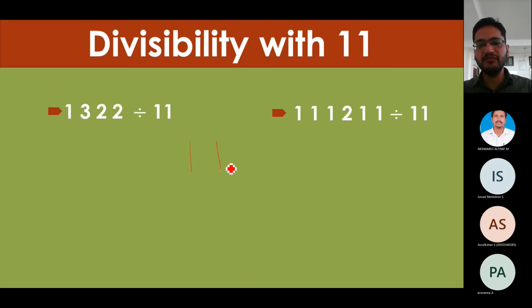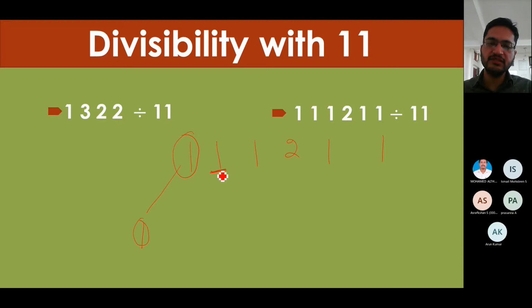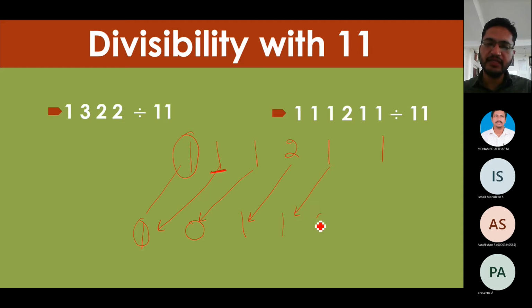One more example. 1, 1, 1, 2, 1, 1. First of all, I will write the first digit as it is, 1. Now I will subtract this number from this one. 1 minus 1, that is 0. 1 minus 0, 1. 2 minus 1, that is 1. 1 minus 1, that is 0. 1 minus 0, 1. So this is the quotient and this is the remainder.